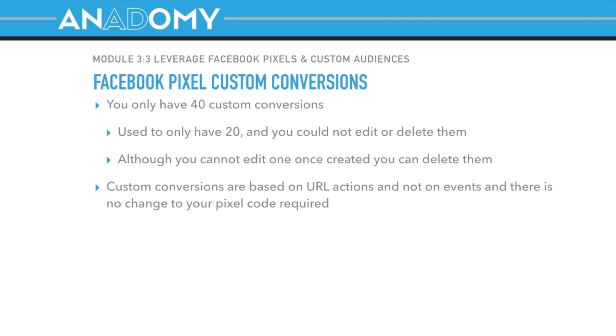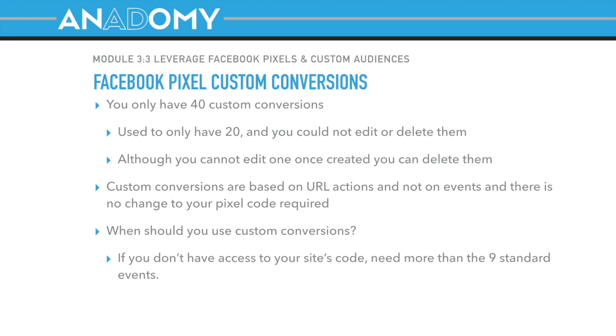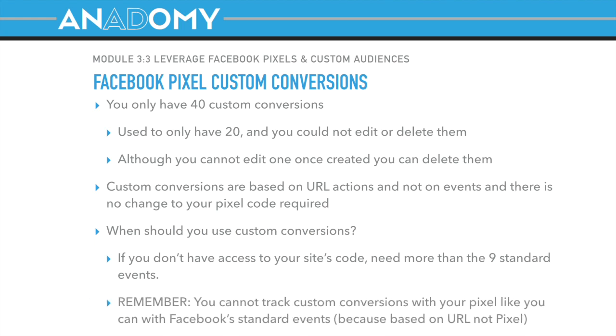Custom conversions are based on URL actions and not on events, and there's not any need to change your pixel code. So when should you use a custom conversion rather than a standard event? First of all, if you don't have access to your site's code, then a custom conversion can be an easier way to track conversions rather than the process I just took you through. You can also use a custom conversion if what you're tracking inside of Facebook doesn't cleanly fit into one of the predefined Facebook categories.